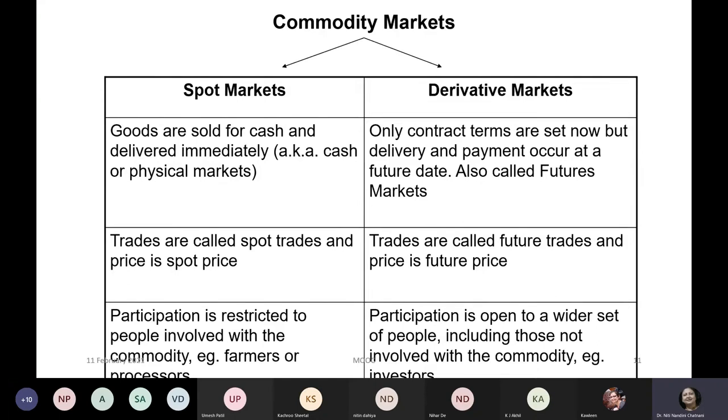So then once you have entered into a contract to fix the price at which delivery versus payment will happen at the later date, called the settlement date, you're protected against the volatilities in the commodity price. Then the prices can go up or down. It doesn't matter. Your buying price is the same for you. It's fixed for you. So the trades that are done in the derivative markets are called futures trades, and the price is called the future price.